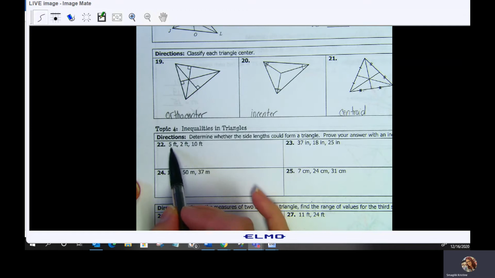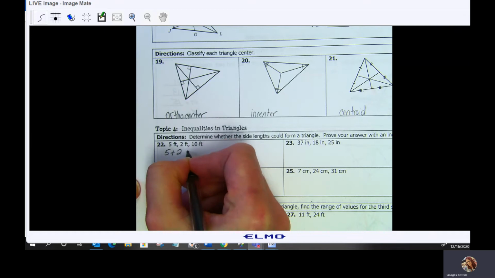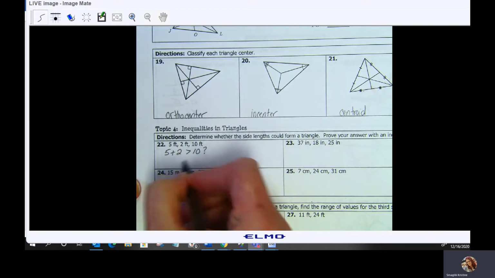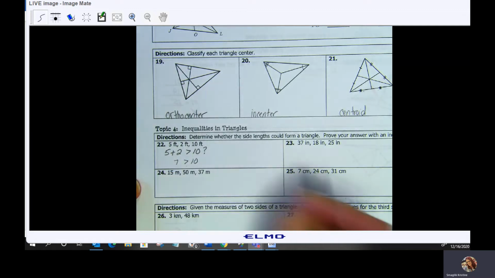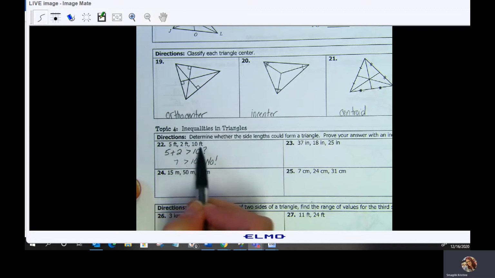So I'm going to take my two smallest numbers, which are 5 and 2. 5 plus 2, and I'm going to ask myself, is that greater than 10? Well, 5 plus 2 is 7. Is 7 greater than 10? Well, that's not true. That is not a true statement. So no, we cannot have a triangle with these lengths.